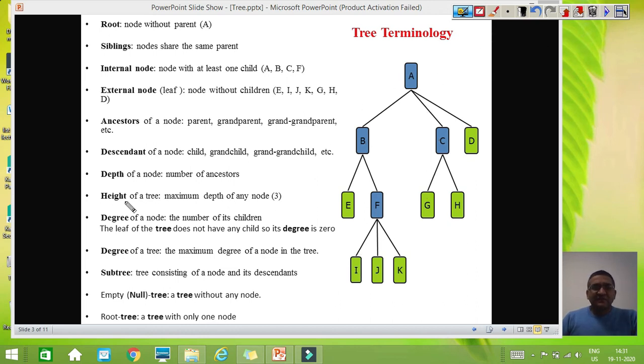Then we have a concept called height. You may find that sometimes it is used interchangeably, but the significance of height is different.